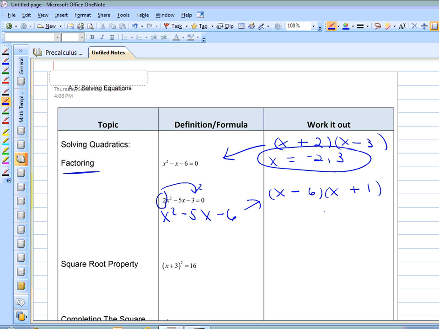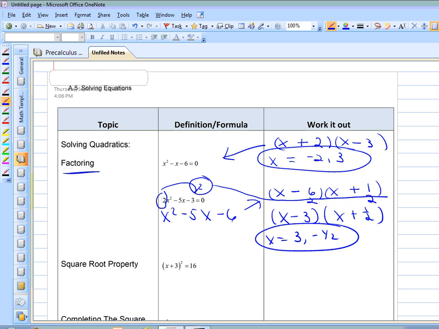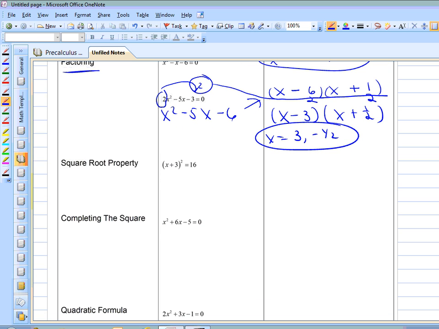All right, now we have to be careful because we slipped it out of our problem, but now we need to put it back in by dividing our two values. When we do that, we actually get x minus 3, and we get x plus 1/2. Those are our two factors. And if we want to solve them, our x values, of course, would be 3 and -1/2. Go Bearcats.